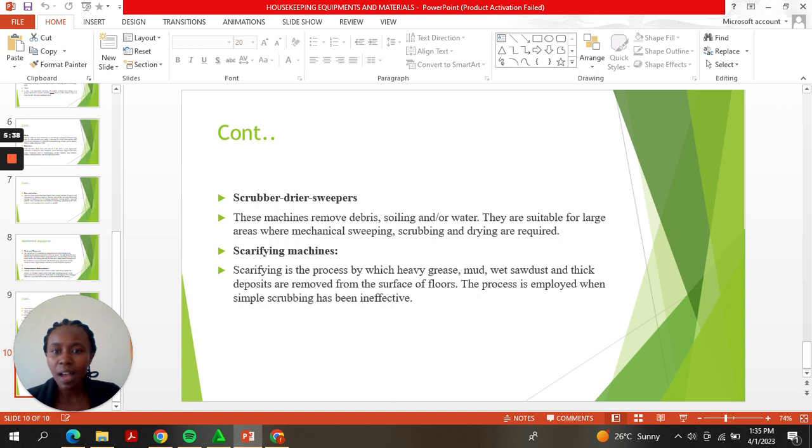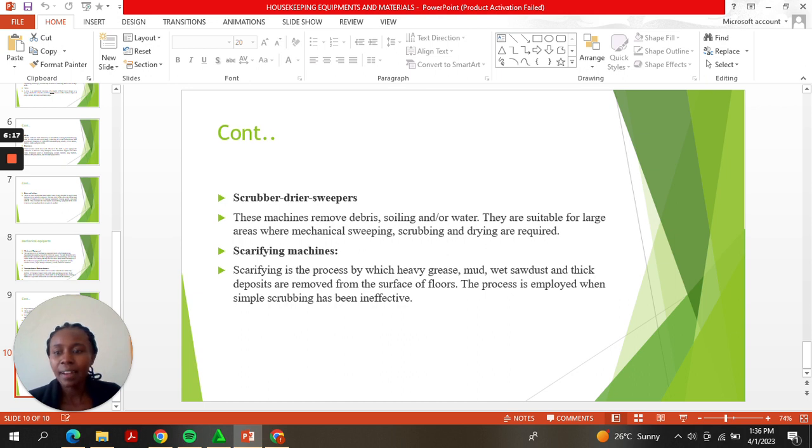We also have the scrubber dryer sweepers, and the scrubber dryer sweepers are machines used to remove debris and the soiling or water from the surfaces. They can be used on surfaces which are cemented, those which are not tiled, or surfaces made from terrazzo. You also have the scarifying machine, and scarifying is a process by which the heavy grease and mud, wet soil, and thick deposits are removed from the surfaces.